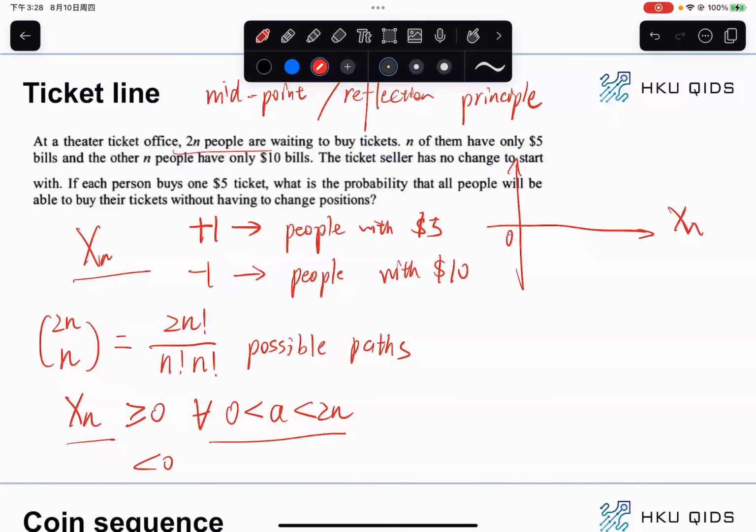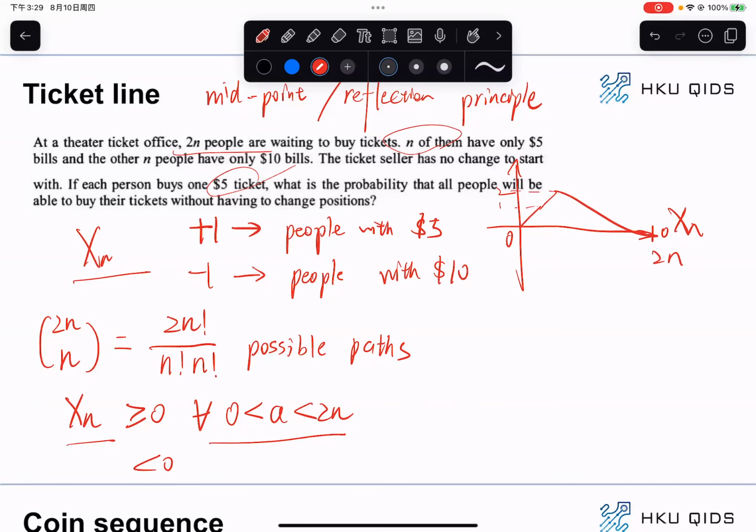If the first person has $5, then we go to 1. If the second person also has $5, we go to 2. But eventually, because they are going to cancel out, there are n people with $5 and n people with $10, so at 2n, it is going to reduce to 0, right? So now we want it to always stay above the line of 0, but now we want to consider the case when it goes smaller than 0. What is the case? It is when it reaches -1, right? And once it reaches -1, it can either go back to 0 or go to -2.